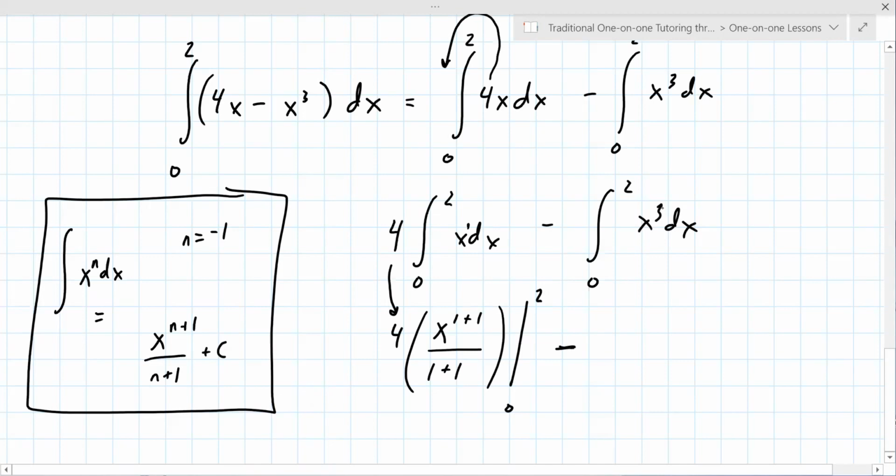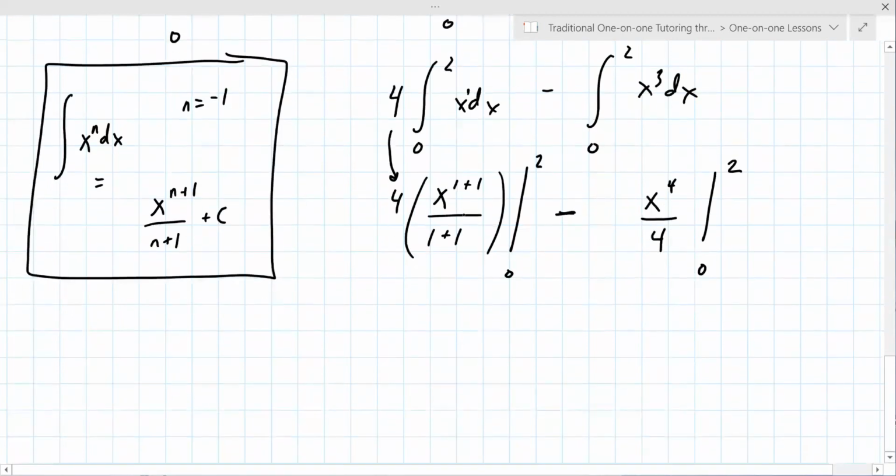This one's the same way, you just add 1 to the exponent. So the new exponent is 4. That's why 4 goes on the bottom. But here you have to evaluate it from 0 to 2. Is this something you've seen before? Yeah. Okay. All right. So it's worth simplifying a little bit before you evaluate the endpoints.